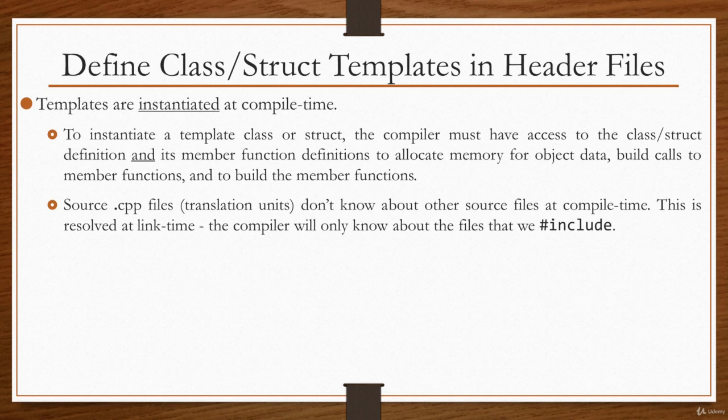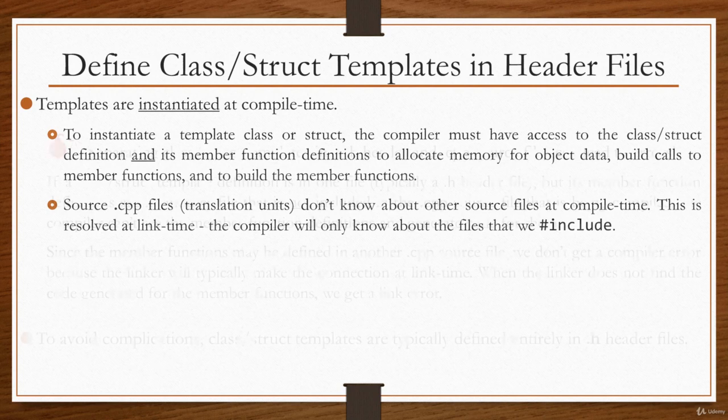Templates are instantiated at compile time, and to instantiate a template class or a struct, the compiler must have access to the member function definitions. Now source, or in other words .cpp files, also referred to as translation units, they don't know about each other, so one source file will not know about another source file at compile time. That is resolved at link time. At compile time, the compiler will know about the files that we #include because #include is a preprocessor directive.